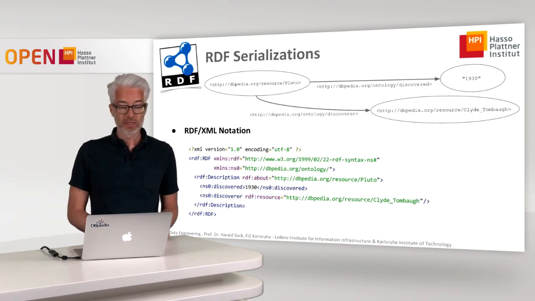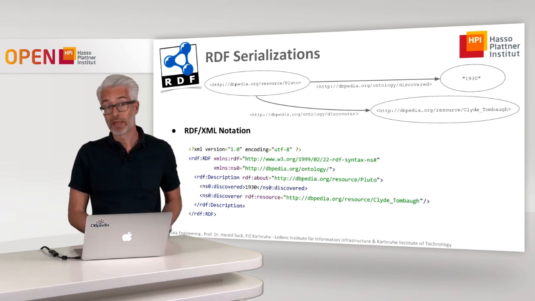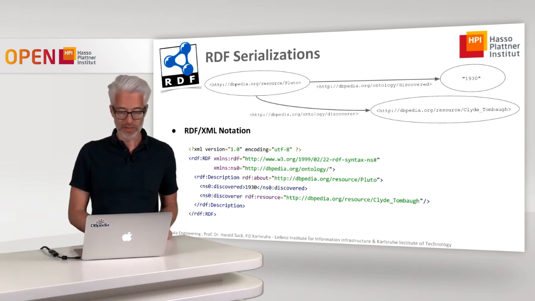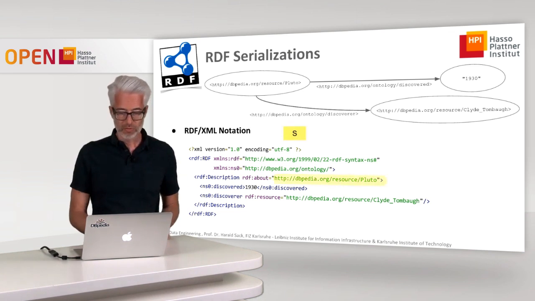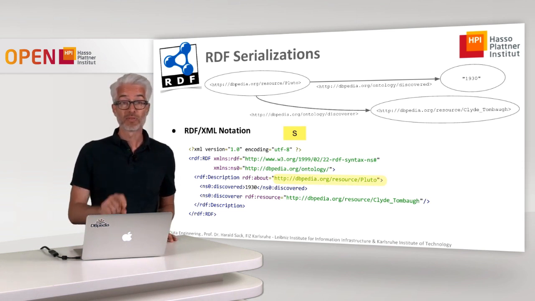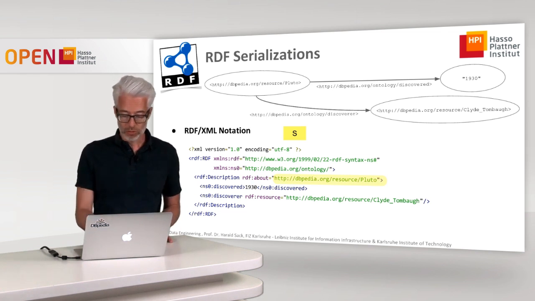Here is an example for the RDF/XML notation. You see that here you require even more space. For better readability, I have used different colors for the simple parts of RDF. Let's have a look. So where is the subject? The subject is buried deep down here in the code. We have here an rdf:Description. Then we have the attribute rdf:about, and there is the subject Pluto.